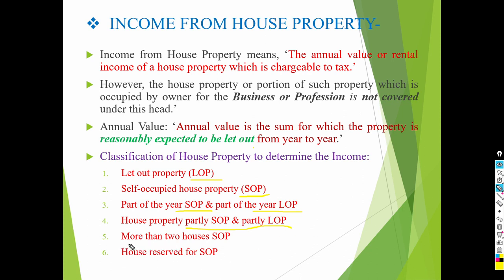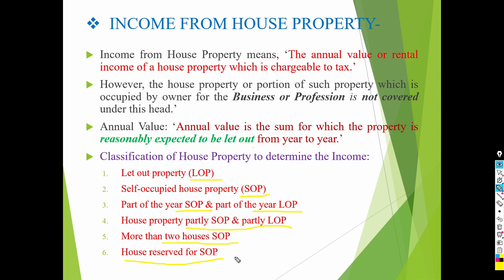Now, fifth category is more than 2 houses SOP. In this case, any 2 houses of the owner's choice are treated as SOP and the remaining houses will be treated as deemed to be let out. And last one, house reserved for SOP. In this case, annual value is nil provided that such house is not actually let out and no other benefit is derived therefrom by the owner.